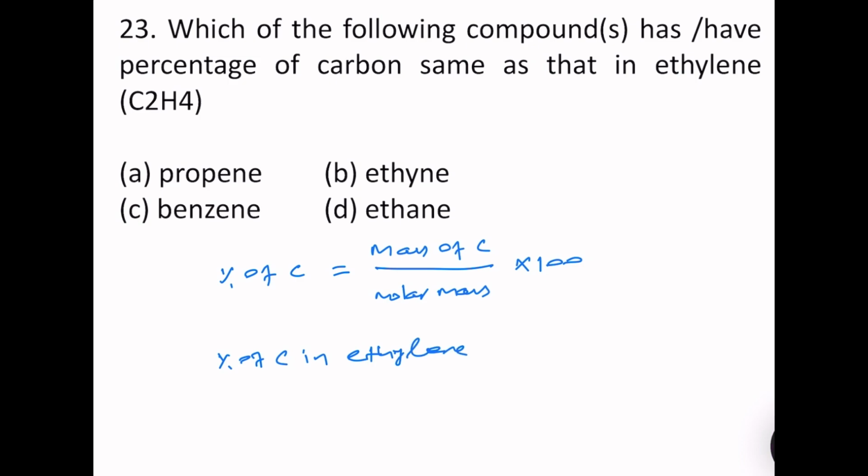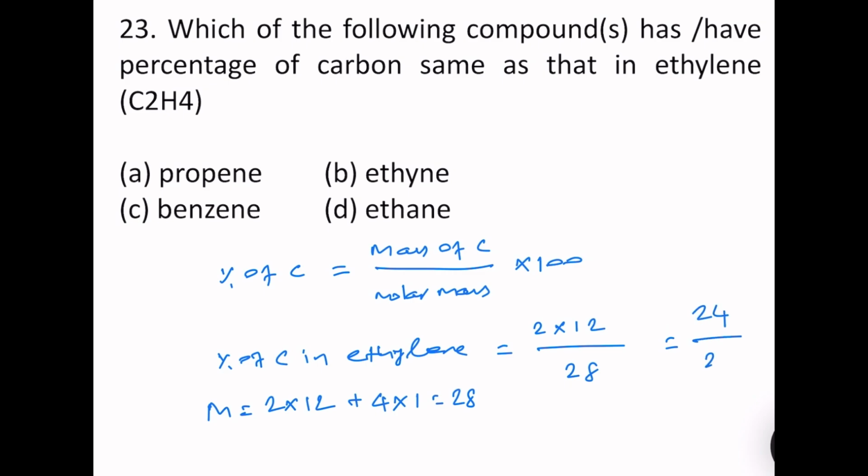So, percentage of carbon in ethylene will be equal to mass of carbon. We have 2 carbon atoms there. So, 2 times 12 divided by molar mass, which is 2 times 12 plus 4 times 1. So, molar mass M in this case is 28. So, this is basically 24 divided by 28 times 100, and therefore, this will be equal to 85.71%.